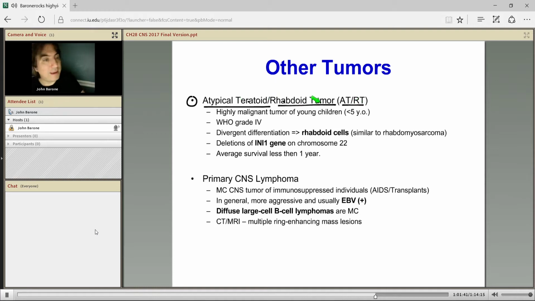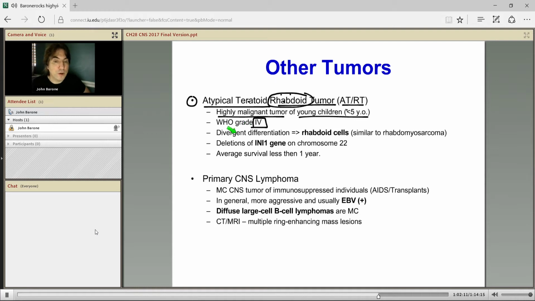ATRT. I know, it sounds like an AT-AT almost, right? So atypical teratoid rhabdoid tumor. Do you think it's going to have skeletal muscle differentiation? Does it look rhabdo, like skeletal? Yeah, it's going to have some cells that are kind of differentiating. It's an immature tumor, but there's some differentiation here. So this is a highly malignant, lethal tumor of very young kids, usually less than 5 at diagnosis, and they usually don't survive more than a year.